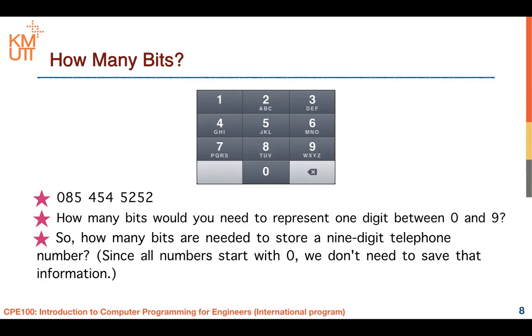If you want to store a telephone number like this, what is the optimized method to keep the digits? We have 10 digits for the telephone number. 30 bits. Is it enough? Do you think it's enough?